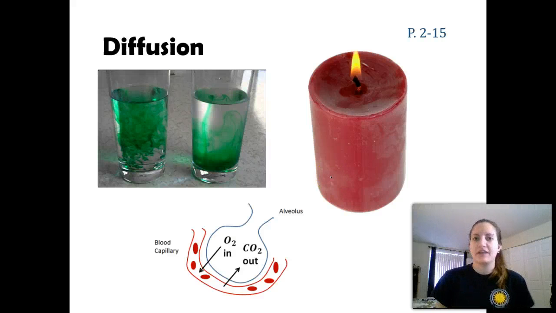So we just finished talking about diffusion, which, don't forget, is a form of passive transport, meaning that it doesn't require any energy for those molecules to move. With diffusion, we were referring to any molecule, whether it's a solid, liquid, or gas, that moves from an area of high concentration to low concentration.